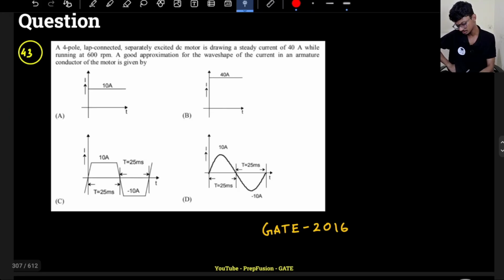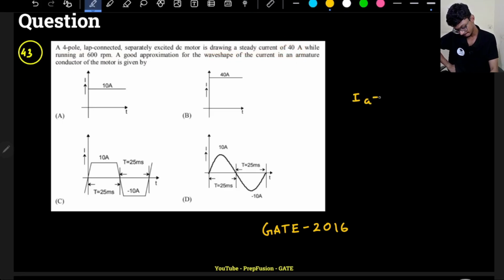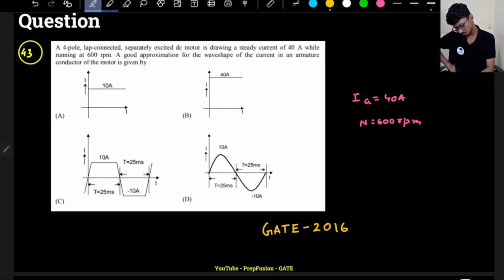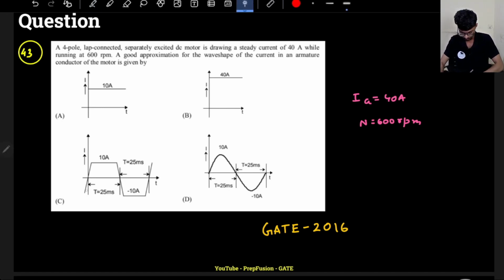Let's solve this first question. A 4 pole lap connected separately excited DC motor is drawing a steady state current of 40 amperes. So IA is 40 amperes at speed equals 600 rpm. A good approximation for the wave shape of the current in the armature will be, okay, so current in the armature will be somewhat like this, right?